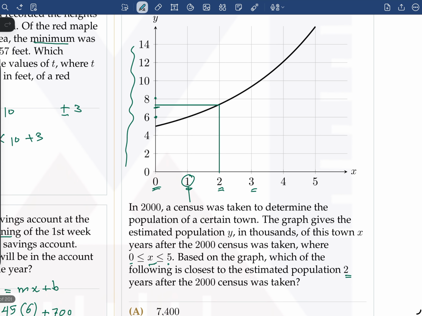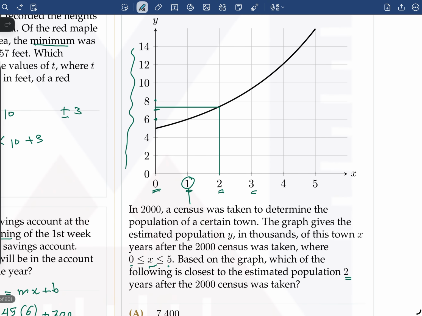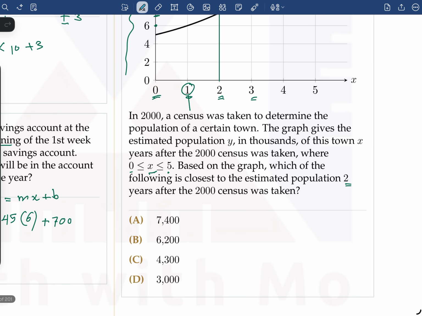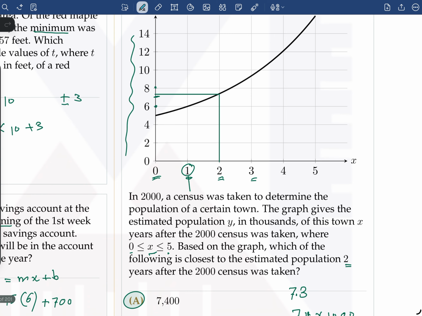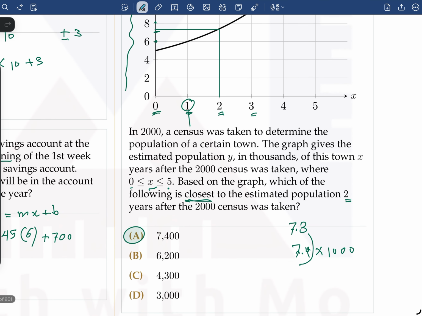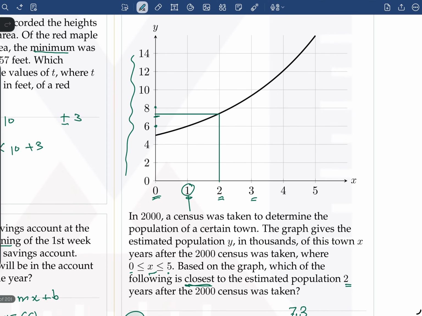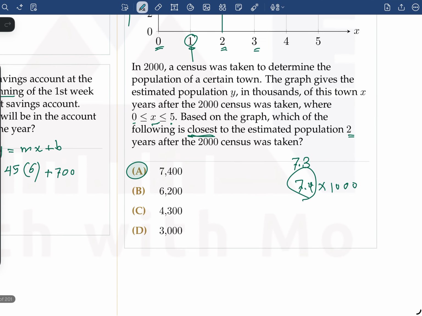So here we can check for the options. We can see, because we have the numbers in thousands, for example 7.2 or 7.3 or 7.4, we have to multiply it by 1,000. So we have 7,400, which is the best answer for this one, or the closest answer, because we multiply 7.4 by 1,000 to get this number. So the answer of question number 5 is A.